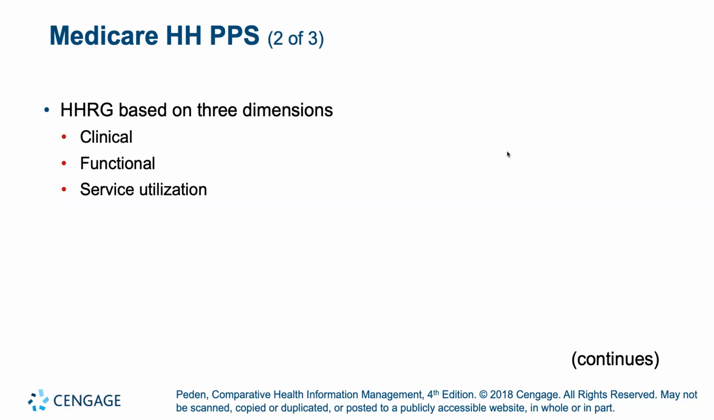The HHRG is based on 3 dimensions: clinical, functional, and service utilization. So make sure that you know this. This is important, really important. The HHRG is based on clinical, functional, and service utilization.